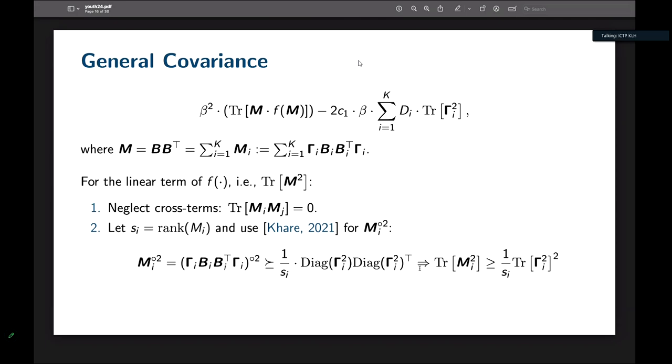And for the term which is power two, we will basically use the same estimate as previously for the Hadamard power two. Well, how do we do that? The trace can be essentially rewritten in terms of the scalar product with a unit vector and the Hadamard power of the matrix, and then we just use the bound and lower bound it like this.